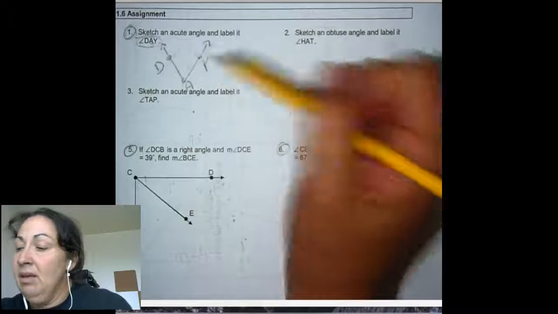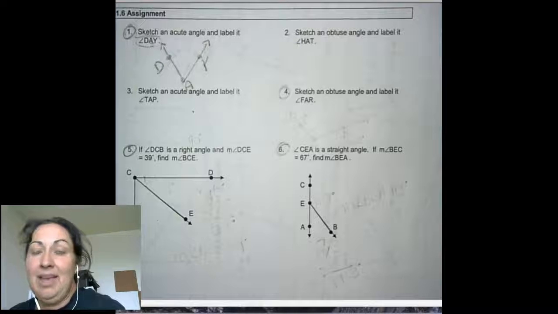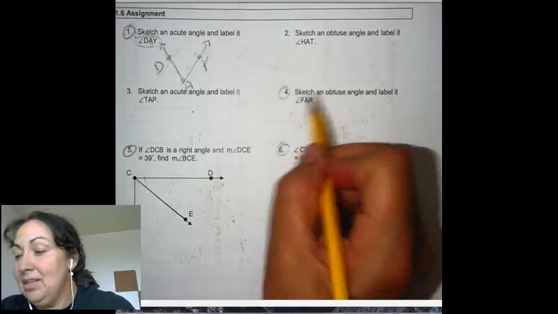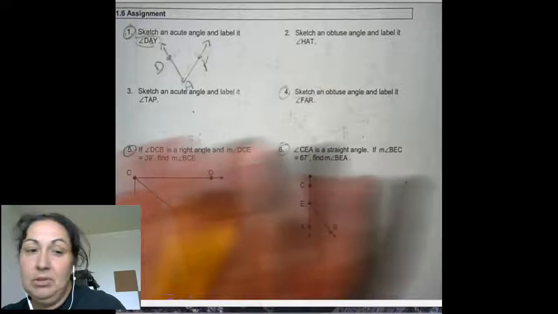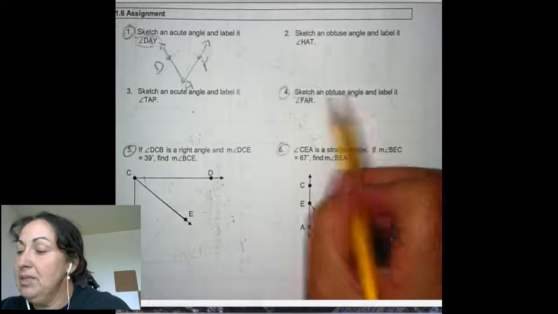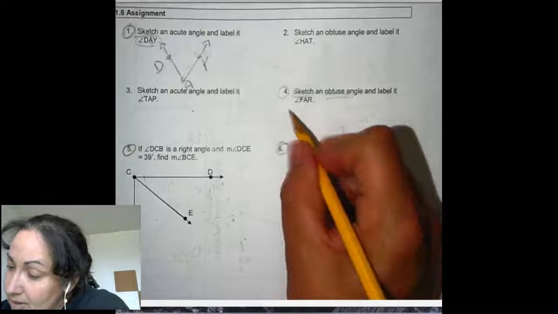Okay. Number 4 says sketch an obtuse angle and label it angle FAR, F-A-R. Again, they told us to sketch, so I don't need a ruler or a protractor. I can just sketch it with my pencil. Obtuse means it's going to be greater or bigger than 90 degrees. So I'm going to come over here.